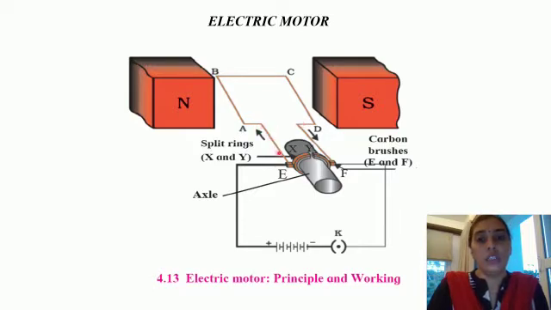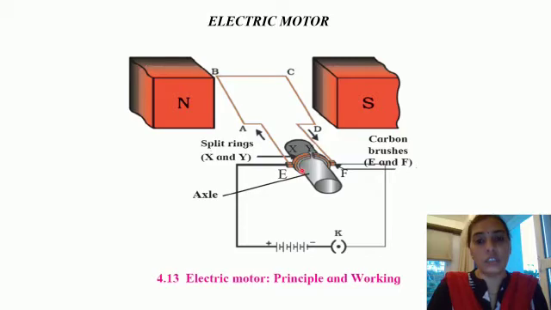Then we can see that these are the two arms of the rectangular loop. Now these two arms of the rectangular loop are in contact with split rings. So here you can see one split ring X and the other split ring Y. If you have a complete ring of copper and you cut it into two halves, it forms the split ring. One half of the ring is on this side and the other half is on the other side. So the two arms are in contact with the split rings.